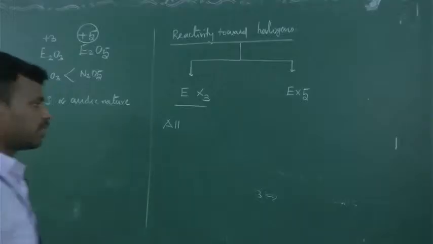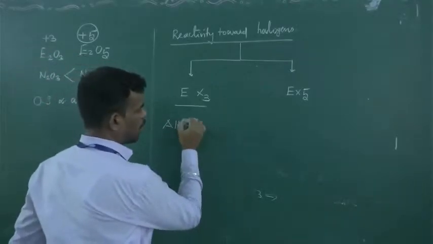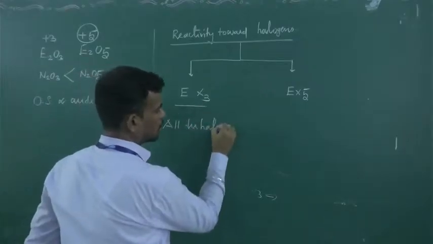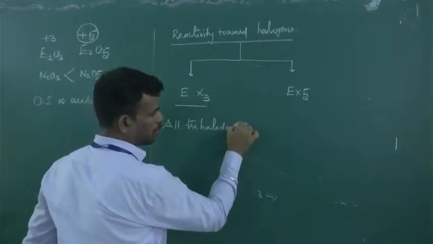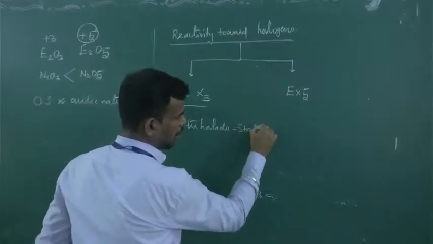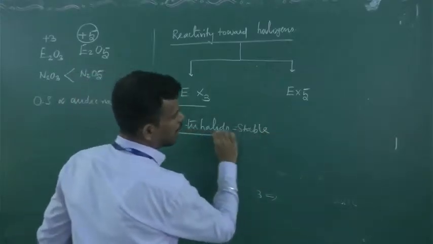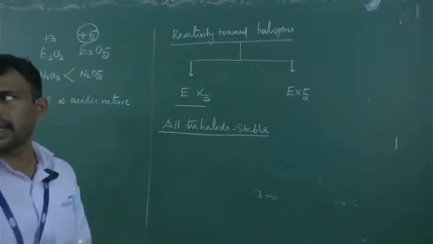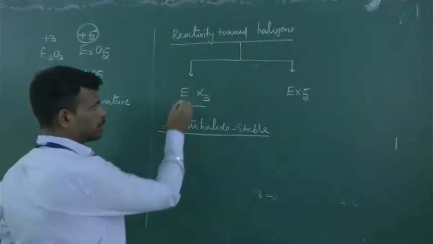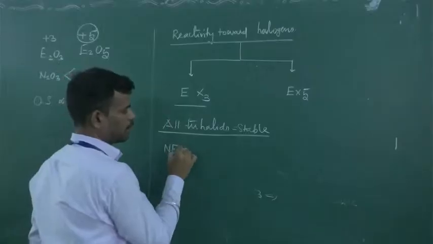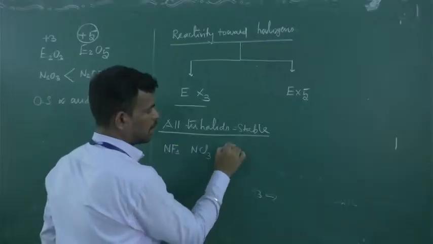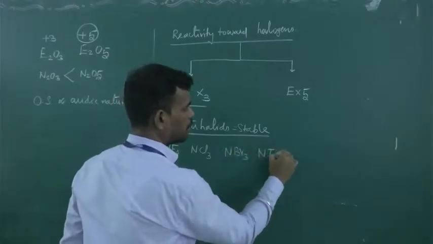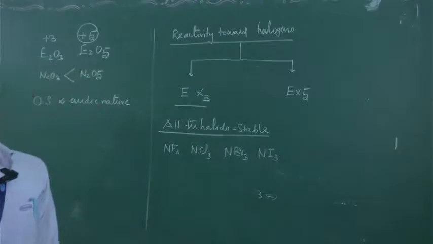All trihalides of group 15 are stable except nitrogen halides. Is it clear? Any nitrogen halides are theoretically possible: NF3, NCl3, NBr3, NI3. These are the possible ones. Is it clear?